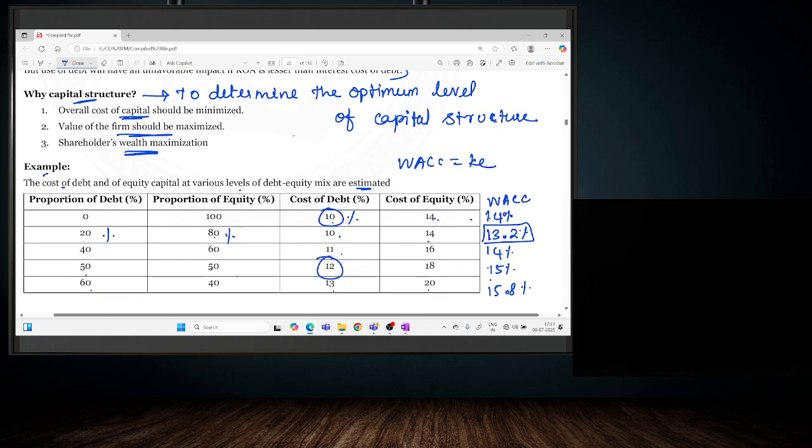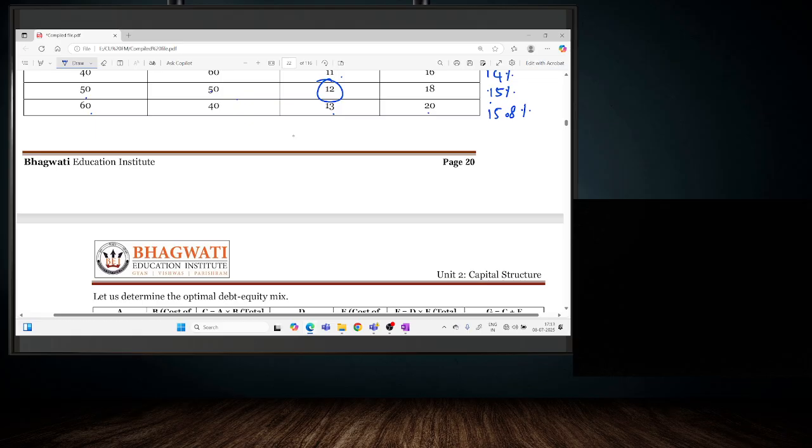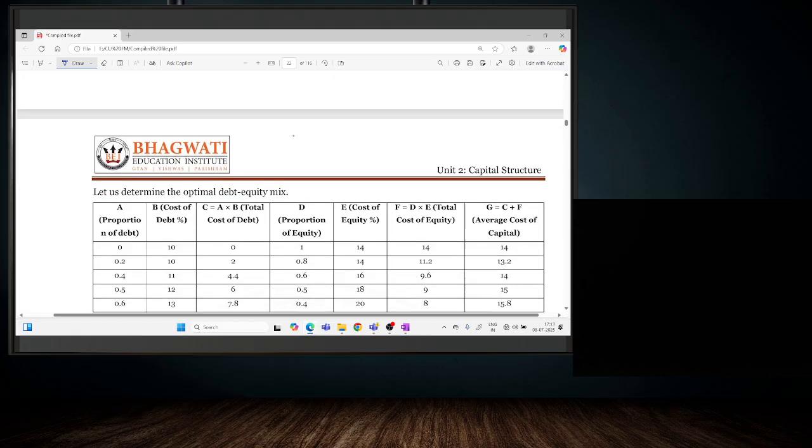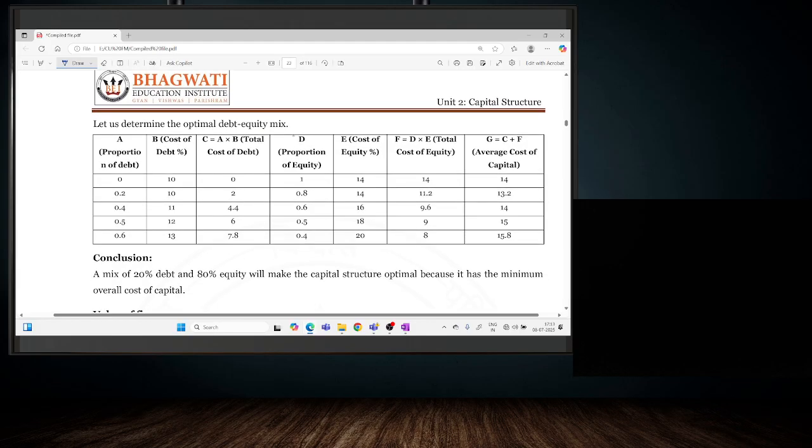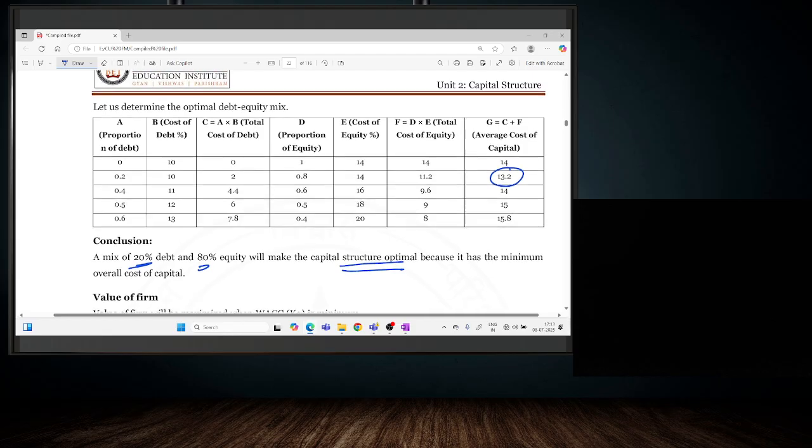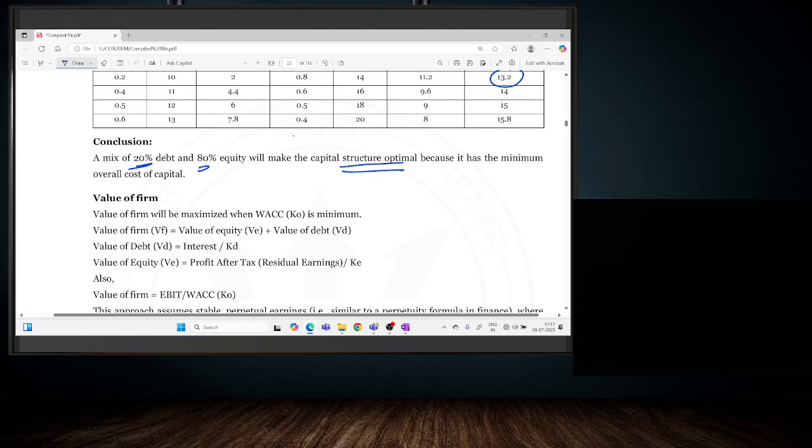Now one more point, listen. When cost of capital is minimum, value of the firm is maximum. How and why we will discuss later, right? So that we will discuss while discussing capital structure theories. So here you can see that cost of capital is minimum at 13.2%. So the conclusion is the company can have 20% debt and 80% equity. So that is the optimum capital structure for the company. Clear? So now from this part we will discuss in the subsequent lectures.